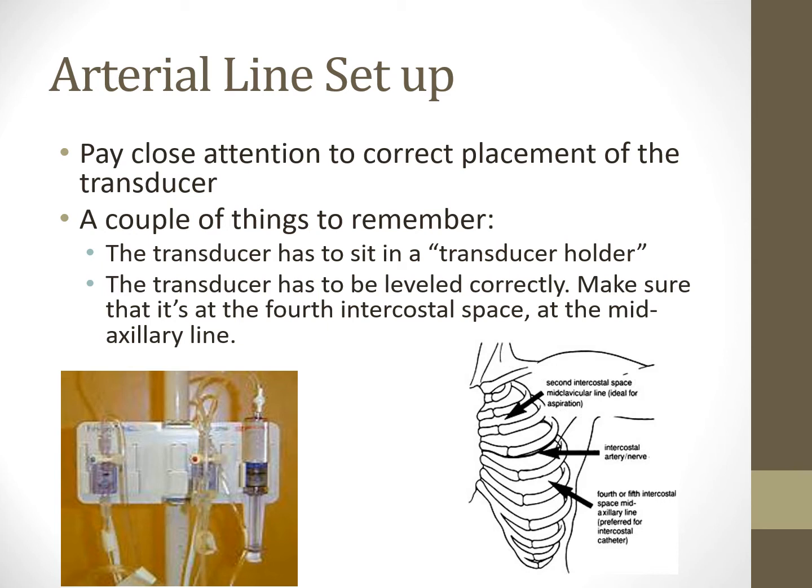So it should be in the fourth intercostal space, mid-axillary. Notice that's the second time I've said that, so it sounds like that's an important thing to remember. If it's too high or too low, it could either overestimate or underestimate the amount of blood pressure. So we might actually think they're hypertensive or hypotensive, and then we might be treating them with blood pressure medicines that they don't actually need and could actually cause harm to the patient.